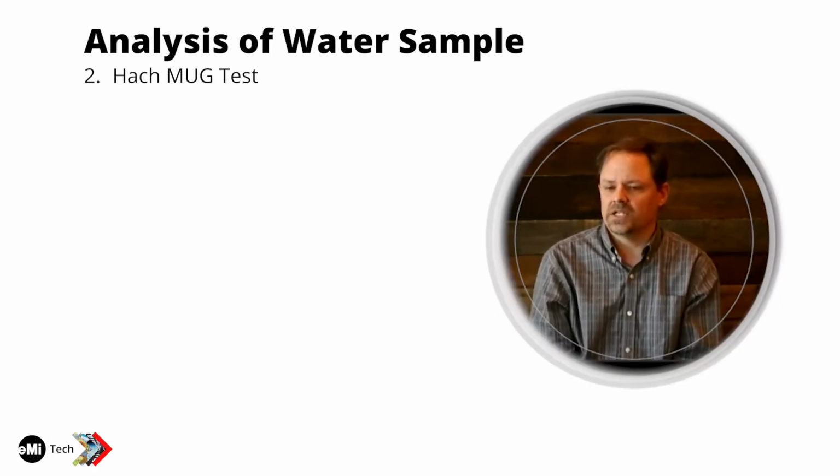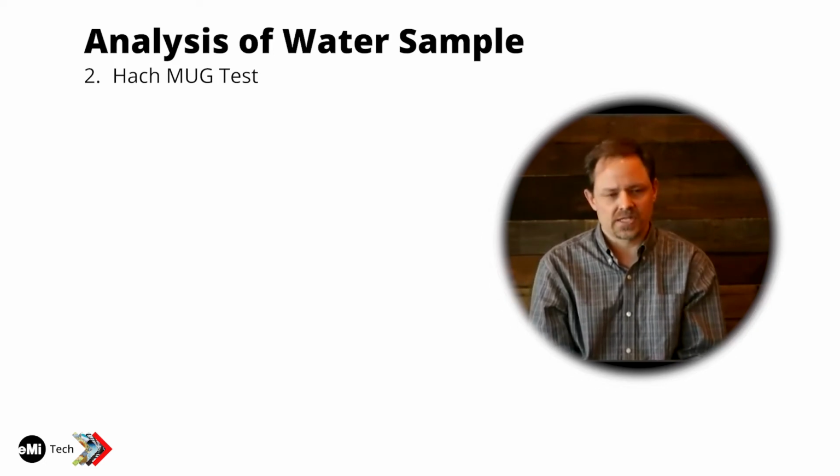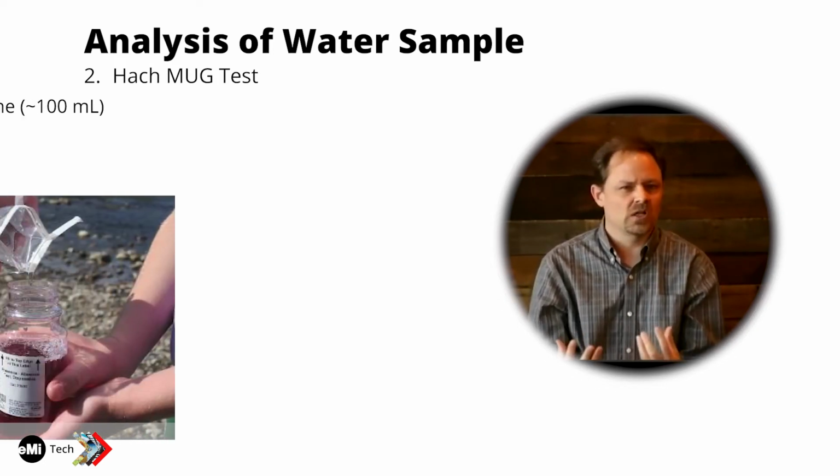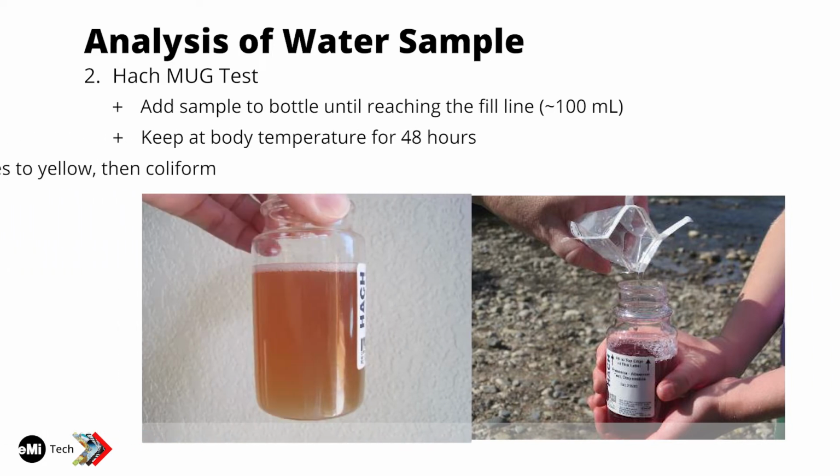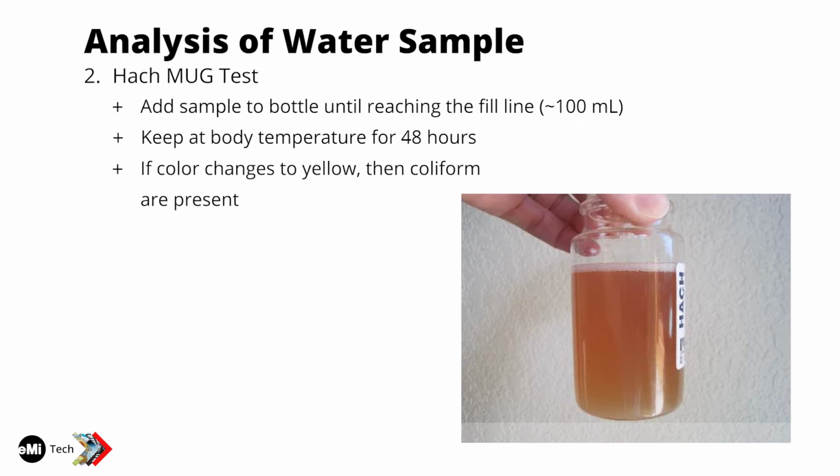So the idea here is you start with a bottle that just has a small amount of this kind of scarlet colored liquid at the bottom. And you just fill up the bottle with your sample up to a fill line. I think it's about 100 milliliters, but it might be a bit less than that because there's some liquid in there to start. So anyway, all you have to do is keep that. You do have to incubate it at body temperature for 48 hours. And if the color changes from red to yellow, then that tells you that some type of coliform are present.